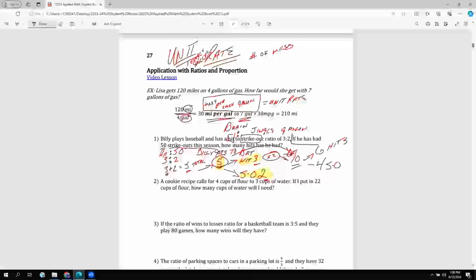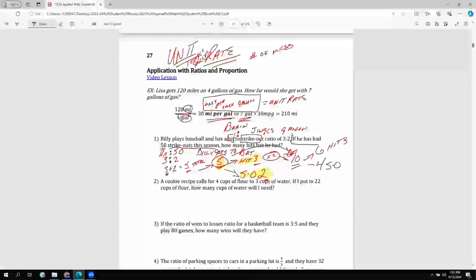Because here's the thing, all we're doing is taking that information, that rate of 3 to 2, and we're just doubling it. We're saying, okay, if we double 3 to 2, then we're looking at 6 to 4. Exactly. And then how many times would he have gone up to bat in order to get a 6 to 4? You'd say, well, 6 and 4, that's 10. Exactly. So here's another thing.